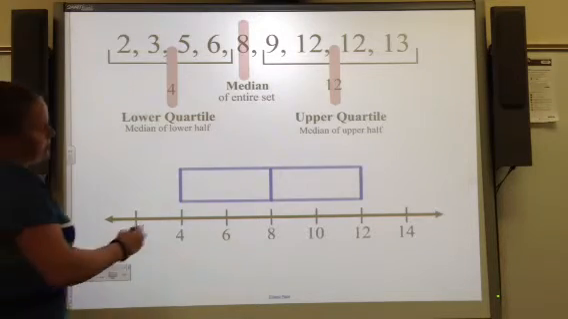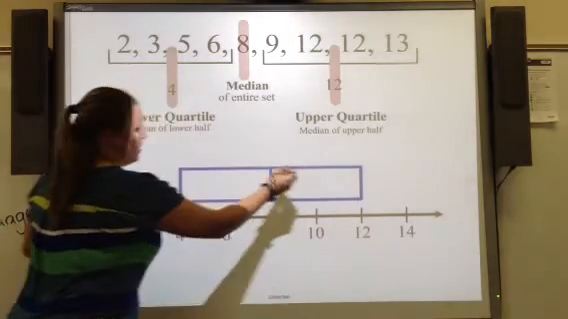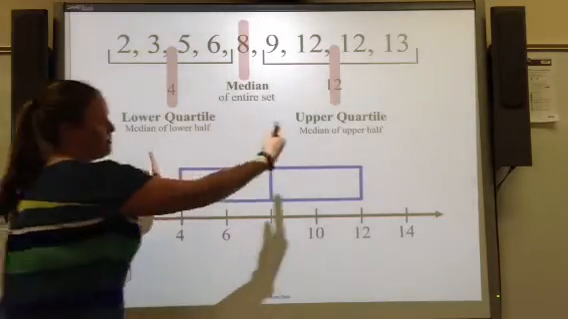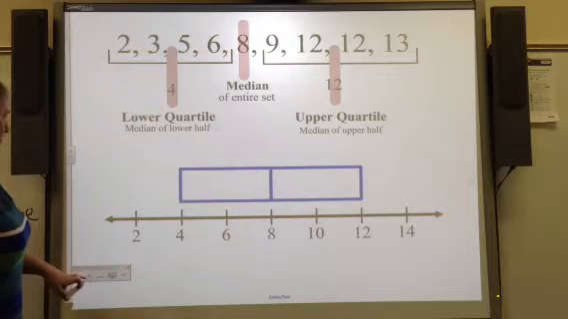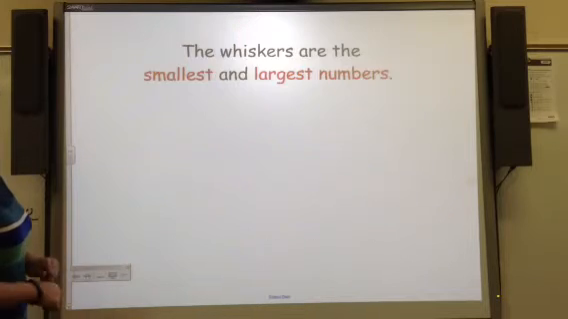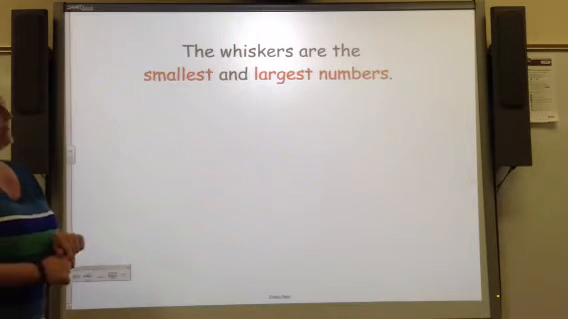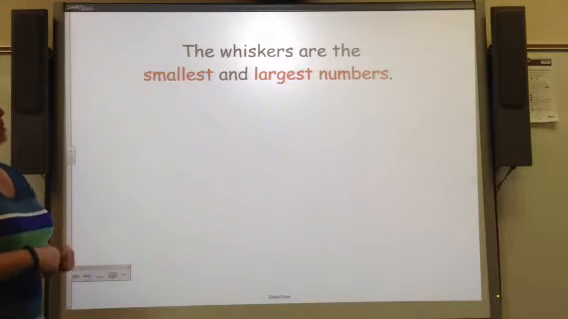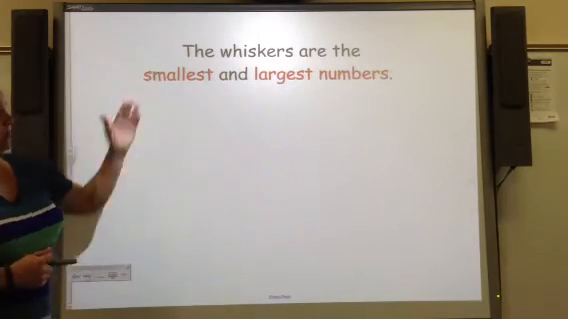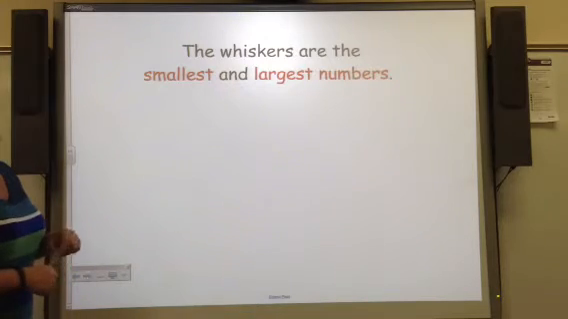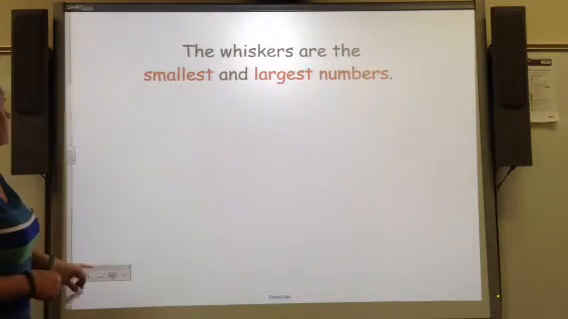Well, your next step is to connect those boxes. This represents the median. Okay, that's the median of all the data. Here we go. The whiskers are the smallest and largest numbers of the data. So record that on the note side. The whiskers are the smallest and largest numbers.